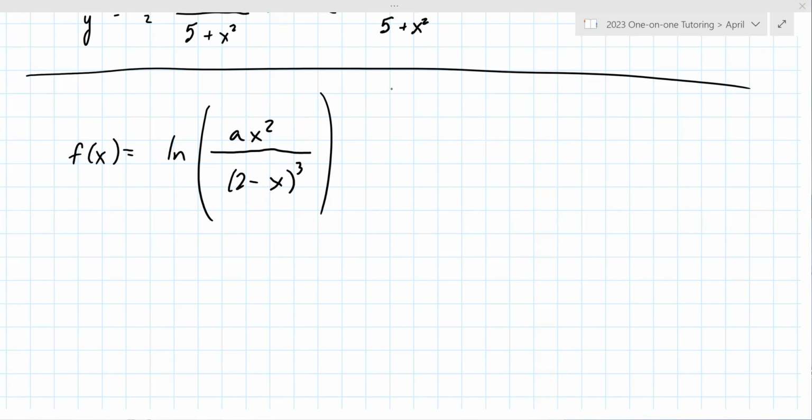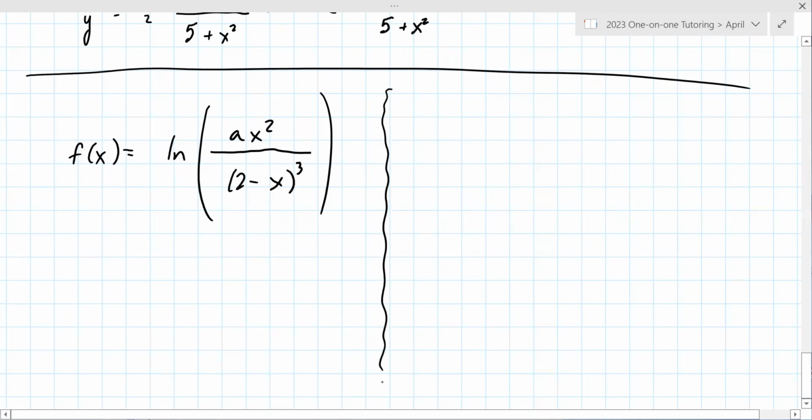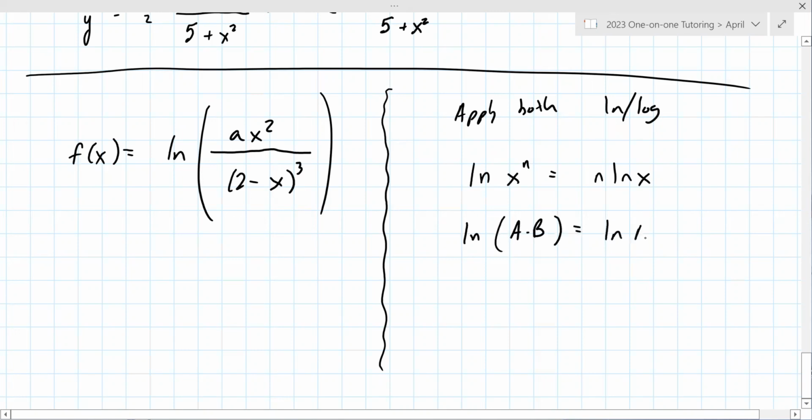So let me quickly review some logarithm rules here. We already saw one of them, and these apply to both ln and log. Okay, log has base b, ln is log base e, but they apply. So if you have natural log of x to the n, this equals n natural log of x. Okay, and we used that in the last problem. Natural log of a times b, so a product, becomes the natural log of a plus the natural log of b. A product becomes a sum.